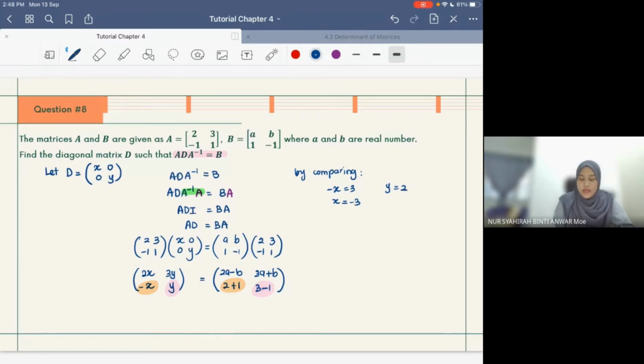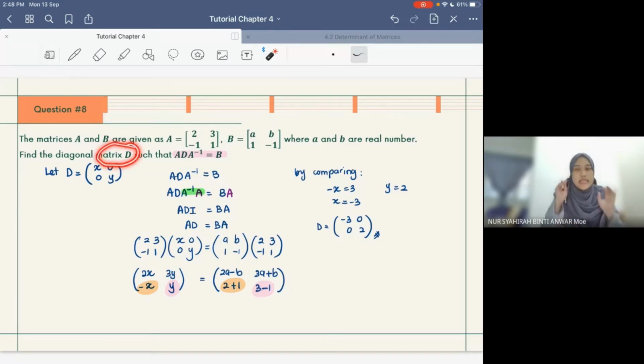So daripada sini dah dapat dah lah jawapan x dengan y apa. Tapi sekejap, kita belum siap lagi sebab kita tak nak cari x, y sahaja. Yang kita nak adalah matrix D. So matrix D will be negative 3, 0, 0, 2. So ini adalah jawapan akhir kita. Perlu tak cari A dengan B? Tak perlulah sebab soalan tak minta. Yang dia minta hanyalah matrix D sahaja.